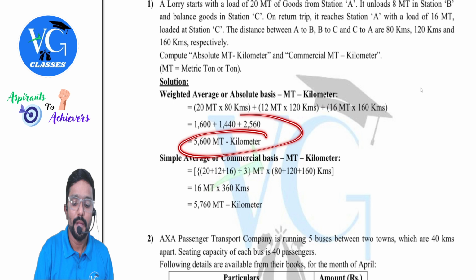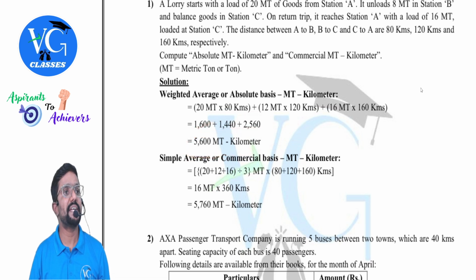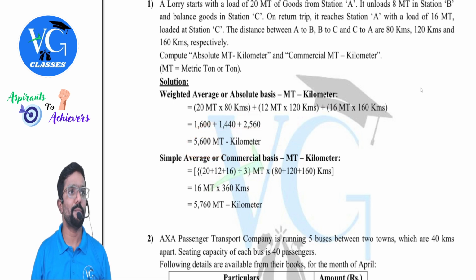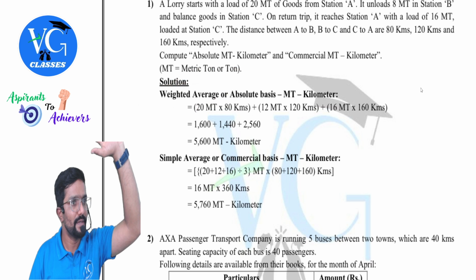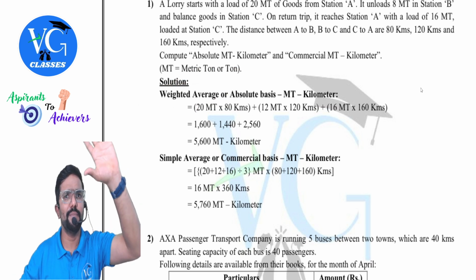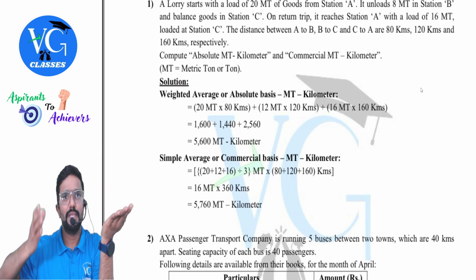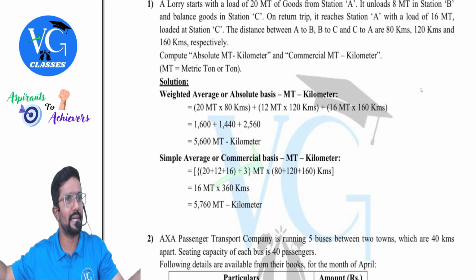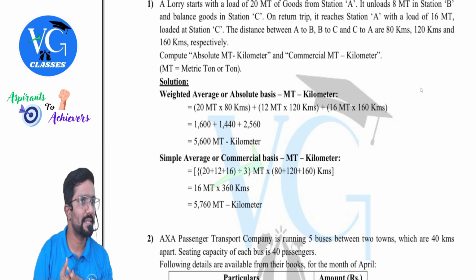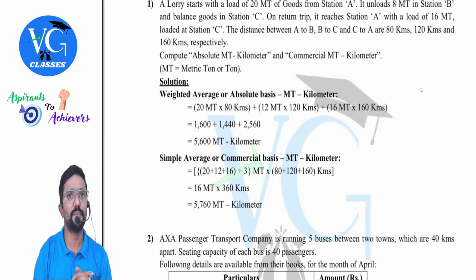What do you get? Absolute metric ton kilometer, which is nothing but weighted average. Hope you understand. Guys, simple: multiply weight with the distance traveled for each. Keep on multiplying this, and at the end, you add up everything. Clear?